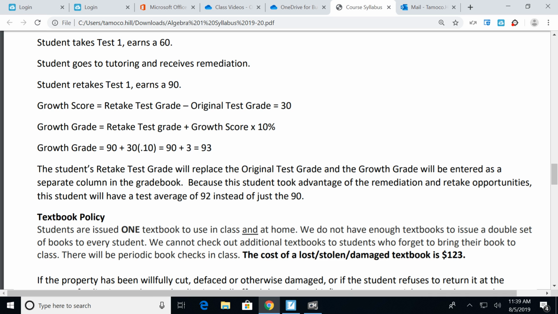Now, if you fail a test and you don't do a retake, that grade's going to go in the grade book twice. It will go in the grade book as the original grade, and it will go in the grade book as the growth grade. Any questions on that?